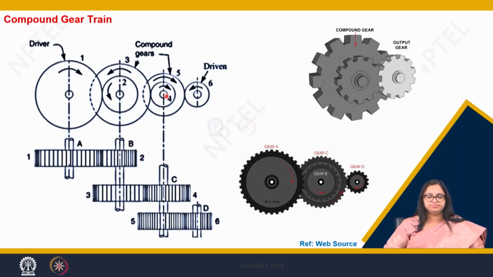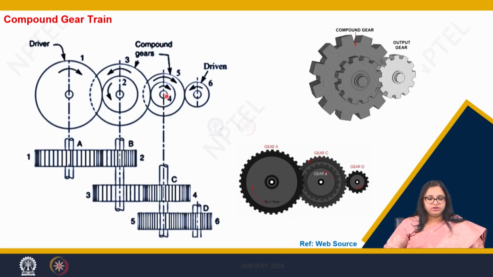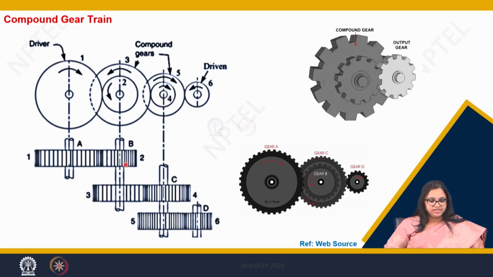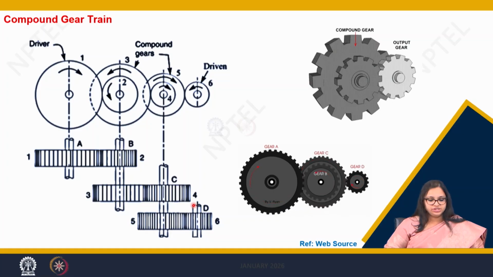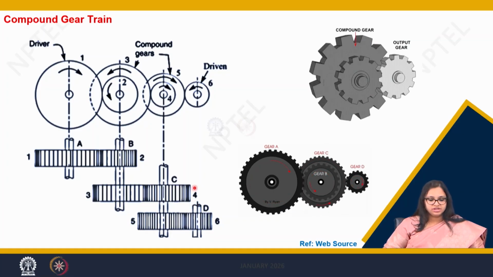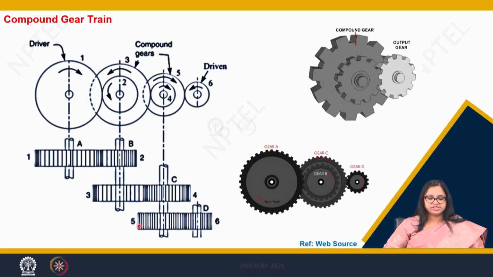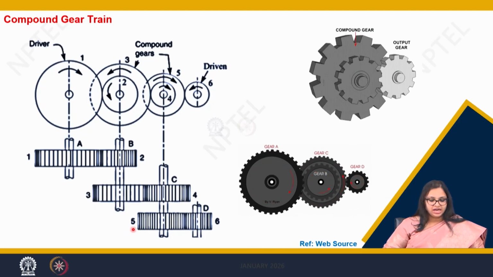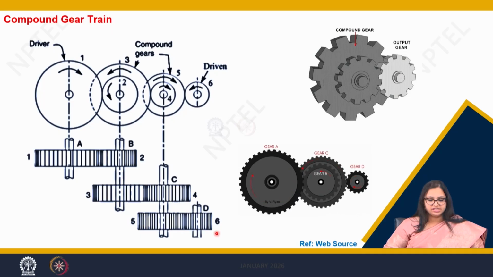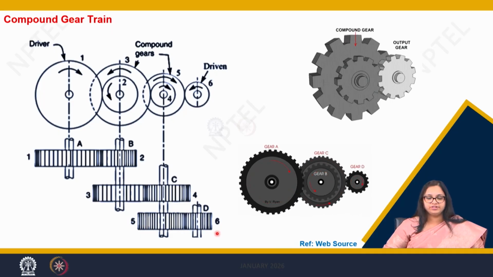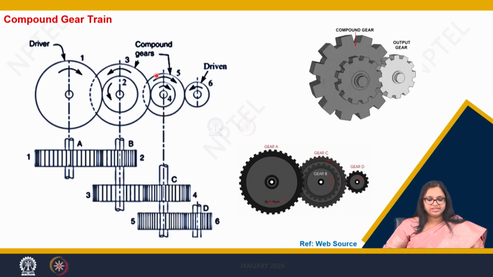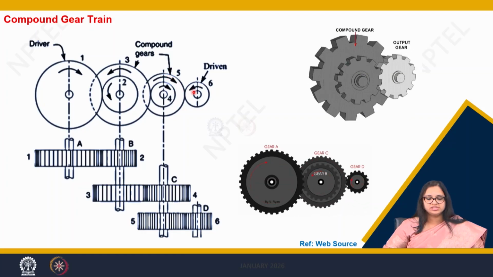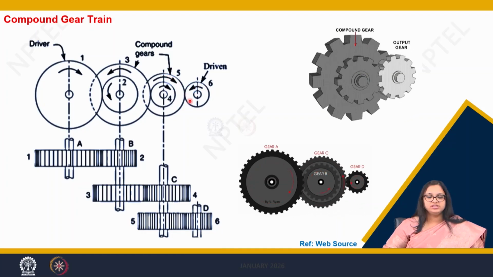Now my gear 3 is having anti-clockwise direction and gear 4 is having clockwise direction, as gear 3 and gear 4 are meshed with each other. Now since gear 4 and gear 5 are on the same shaft, they will have the same speed, and gear 5 and gear 6 will be having different rotation, that is gear 5 is in clockwise direction and the driven gear is in anti-clockwise direction.